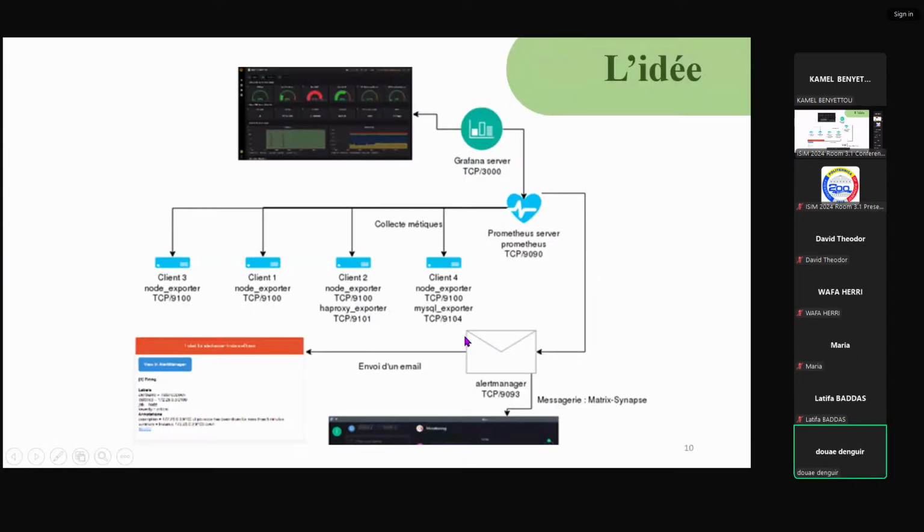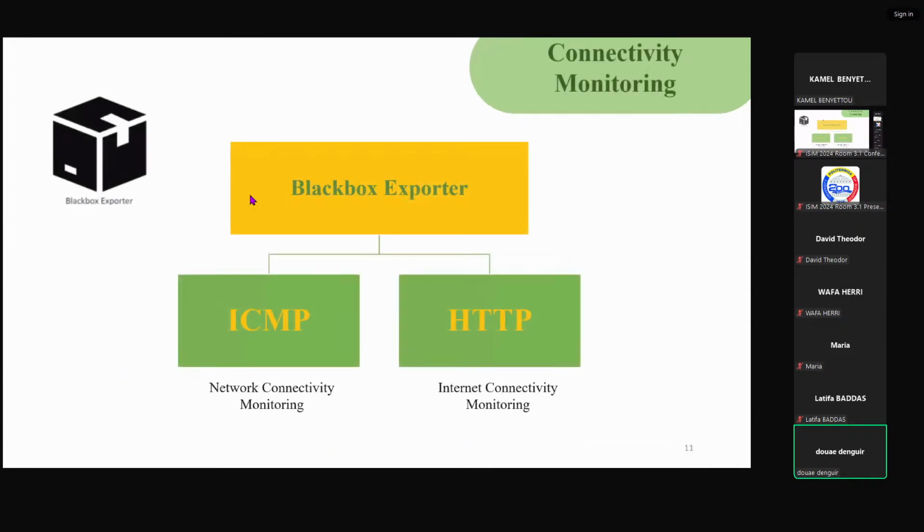Yes, of course. So this is the idea of the monitoring system that I created for monitoring the different LoRa gateways in the farms. And then I'm going to talk about the Blackbox Exporter, another tool used to ensure connectivity to the network and to the internet. The Blackbox Exporter uses the ICMP protocol to ensure network connectivity, and the HTTP protocol to monitor internet connectivity.